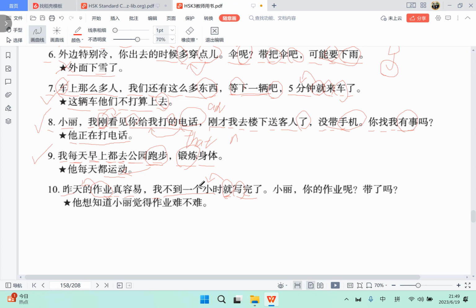It's quite fast, right? And 小丽你的作业呢, so how about your homework? 带了吗, have you brought it? So now at the end of the sentence normally asks where it is. So where is your homework? 带了吗, so did you bring it? And the statement 他想知道, he wants to know 小丽觉得作业难不难, so it's not right. He just wants to know where 小丽's homework is. So 第10题错, is incorrect.